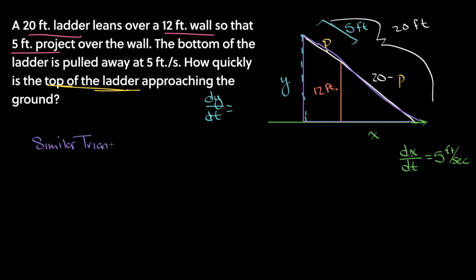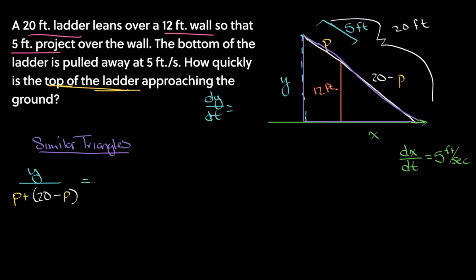So similar triangles. We'll put that right here. So we can relate y over this hypotenuse. So we have y over, and then we have p plus 20 minus p, okay? So that's, again, our relationship of that larger triangle between its side length and the hypotenuse.